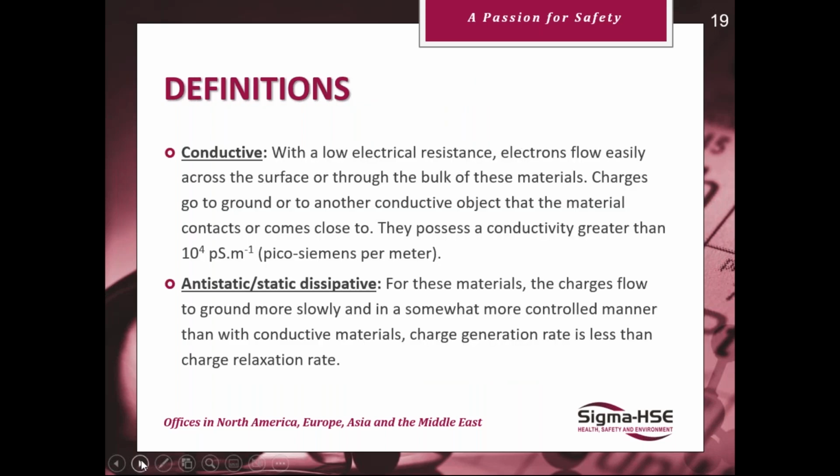So let's look at some definitions. We have conductive. This is materials with a low electrical resistance. In other words, the electrons flow easily across the surface or through the bulk of these materials. Charges go to ground or to another conductive object that the material contacts or comes close to. So the charge is dissipated instantly.